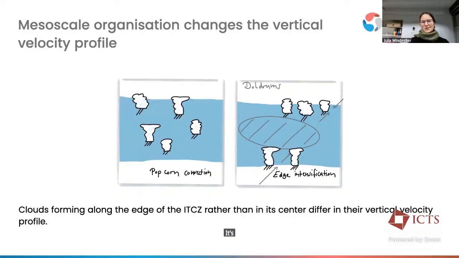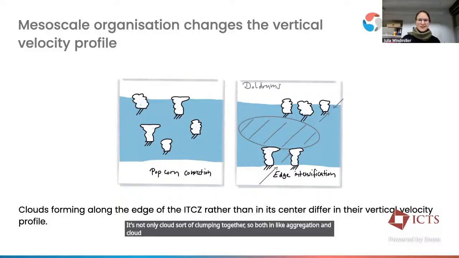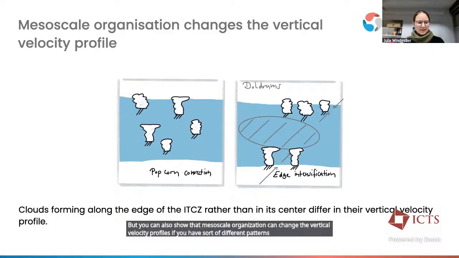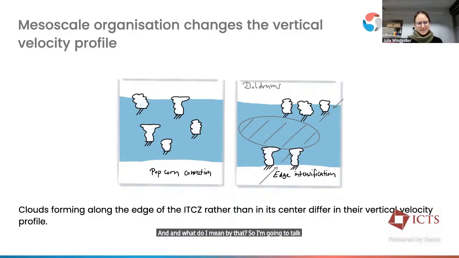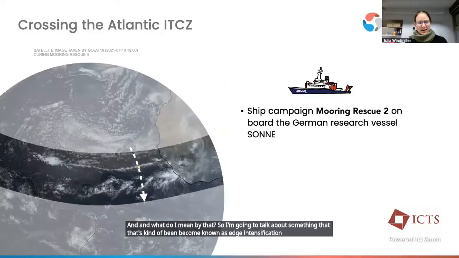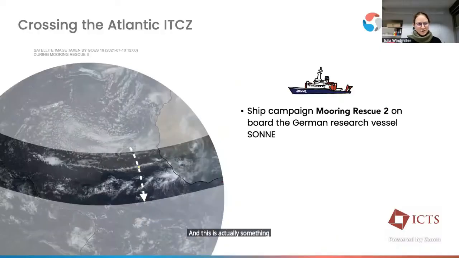It's not only clouds clumping together, so both in aggregation and mesoscale convective systems, it's about clouds forming a cluster of clouds. But you can also show that mesoscale organization can change the vertical velocity profiles if you have different patterns of cloud formation. And what do I mean by that? So I'm going to talk about something that's become known as edge intensification. And this is actually something that I've also worked a bit on.